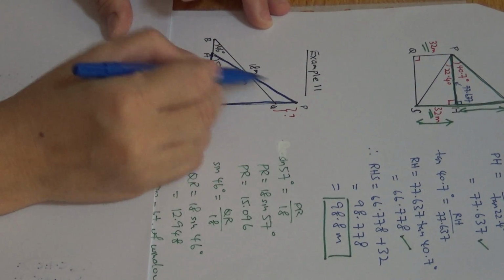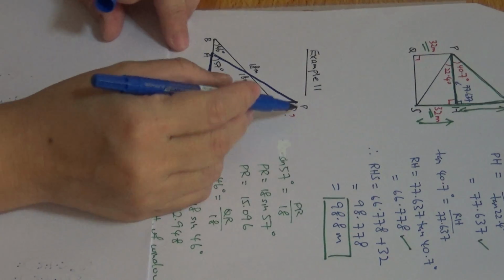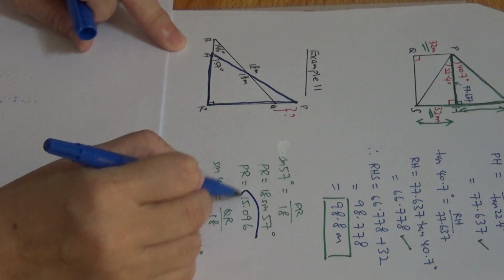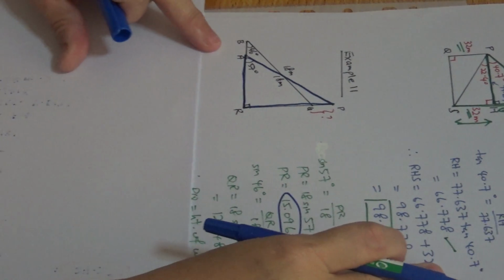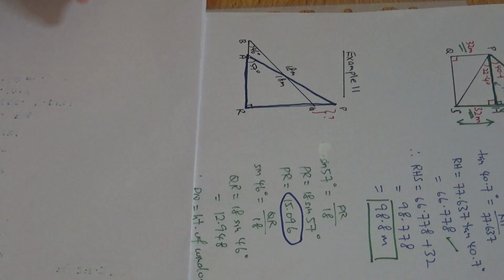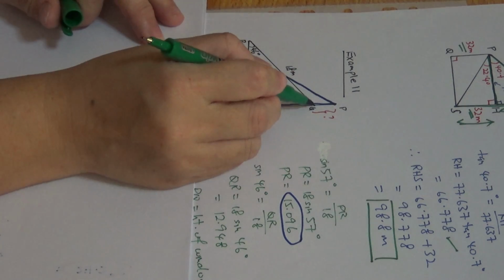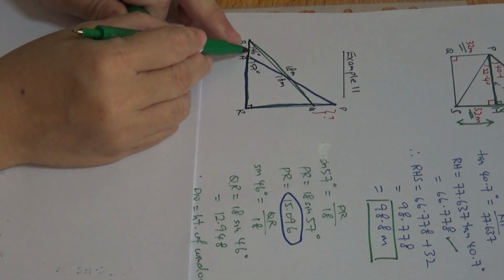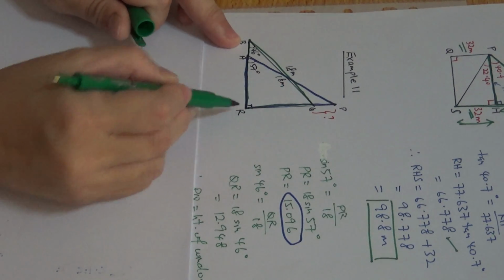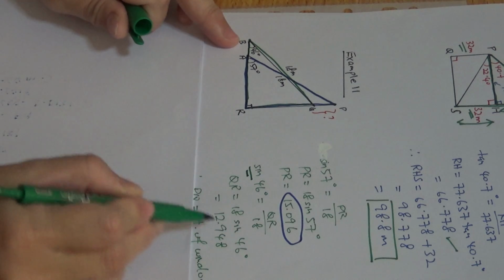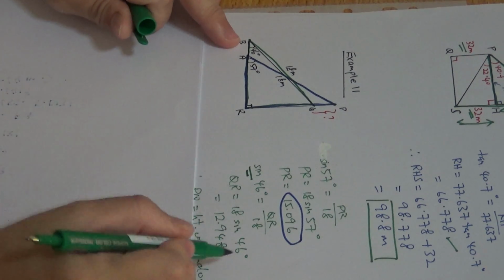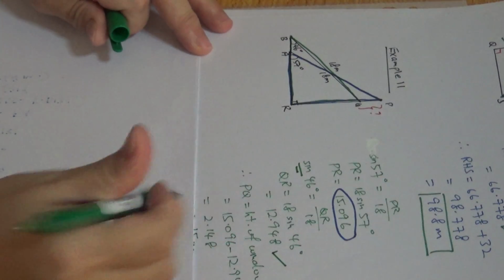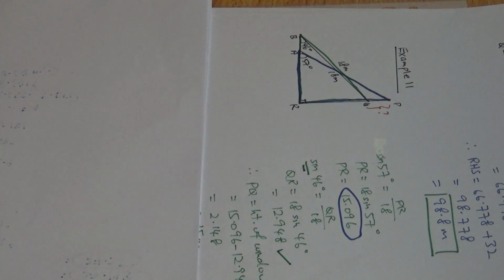Okay, we know that this is 18, this is 57. I can find PR. So I use sine, I find PR. PR is this value. Okay, now I am going to look at another triangle, the green triangle here. Okay, now this is 46, this is still 18, this is opposite, I'm still using sine. So I find QR, which is 12.948.